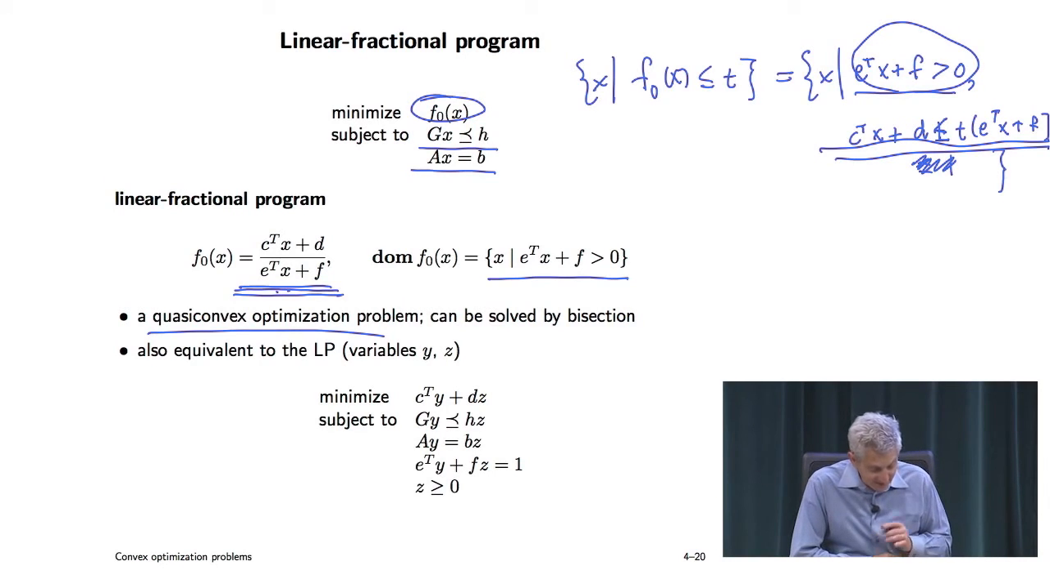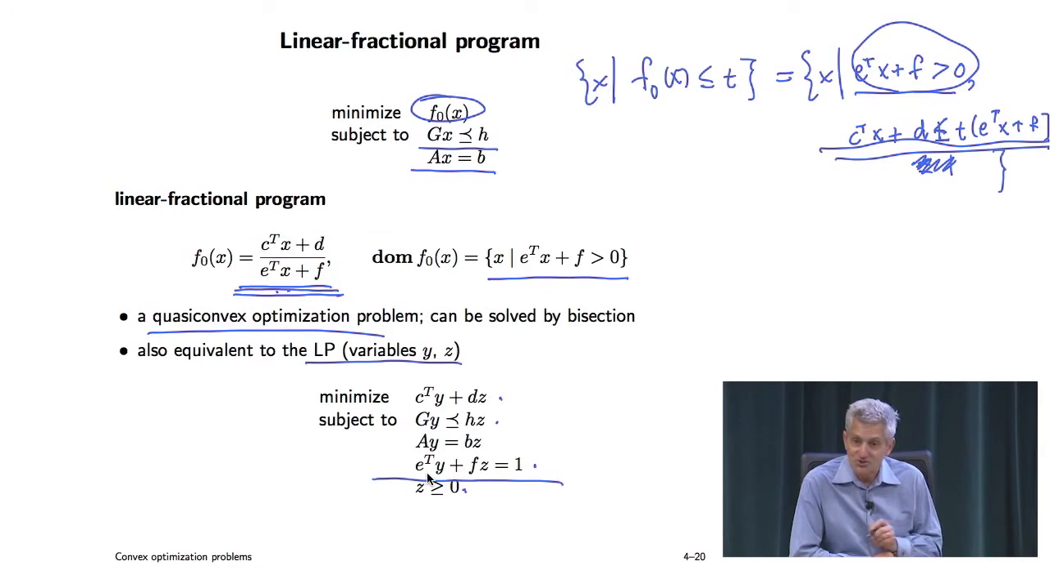And it basically is this. You solve the following LP. You minimize C transpose Y plus DZ, subject to GY less than HZ, AY equals BZ. So these are all completely legit. And in fact, these are all homogeneous. Well, no, sorry, that one's homogeneous. And the only thing that homogenizes it is this constraint E transpose Y plus FZ equals 1.